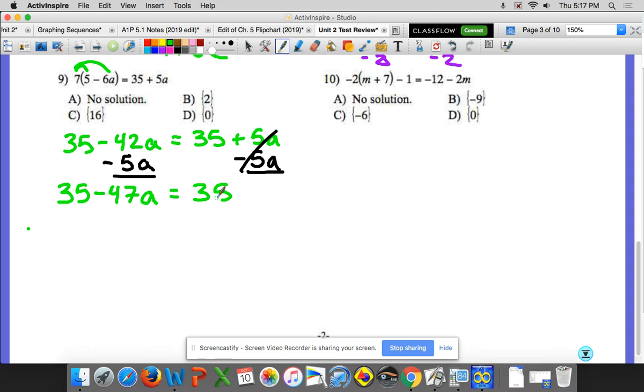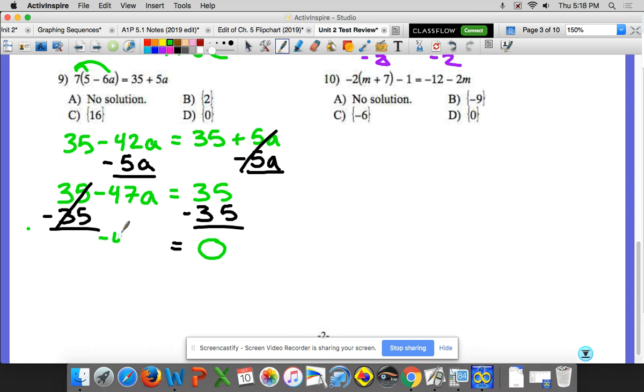So then at this point, if we still want to get a by itself, we're going to have to get rid of the other term before we can do anything to that negative 47. So we're going to have to get rid of the constant, 35. So it's positive 35, so we're going to do negative 35. But what we do to one side, we've got to do to the other. So those cancel out. And then once again, we have a positive 35 and a negative 35. So that's going to give us 0.